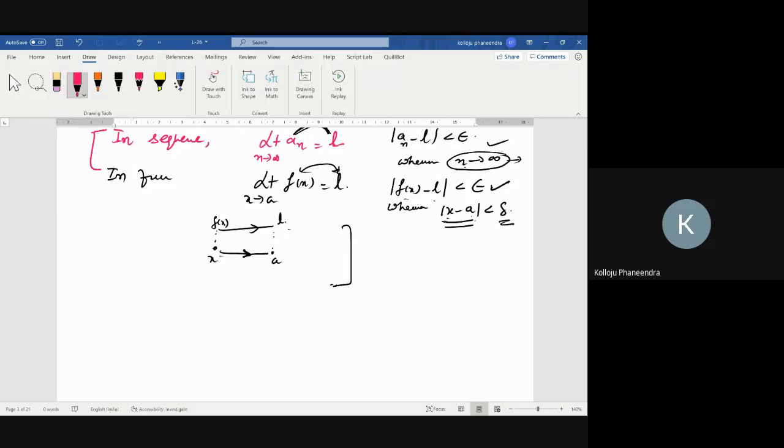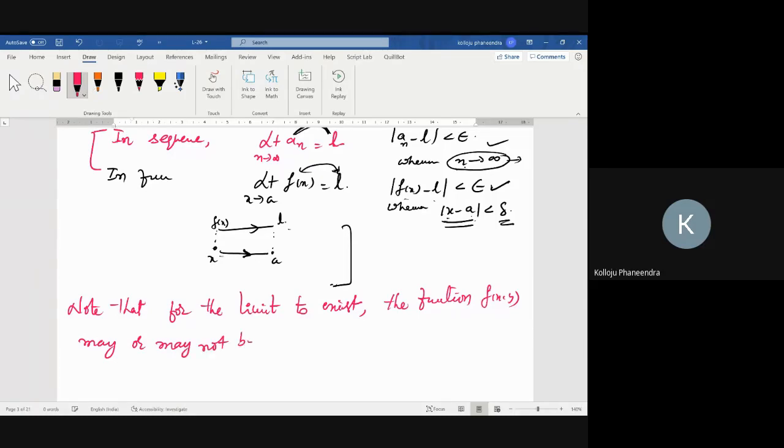Note that for the limit to exist, the function f of x may or may not be defined at the point x naught, y naught. So the function may be defined or not defined at x naught, y naught. For the existence of the limit, the function may or may not be defined at that particular point x naught, y naught.